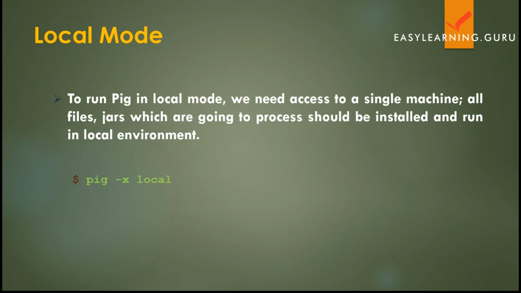To run Pig in local mode, we need access to a single machine. All files and jars which are going to be processed should be installed and run in the local environment. Here it uses the Hadoop cluster class, the local job runner, that reads from the local file system and executes MapReduce jobs locally. This has the nice property that Pig jobs run locally in the same way as they will on your cluster, and they all run in one process, making debugging much easier. The downside is that it is very slow.